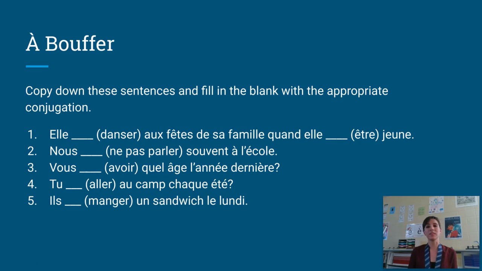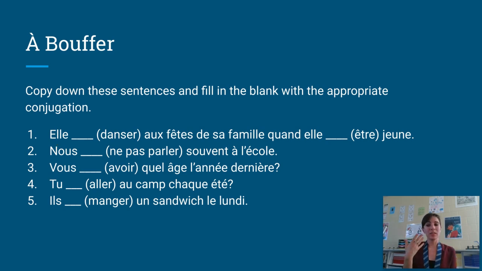Copy down the sentences into your notes and fill in the blank with the appropriate conjugations. Remember, you're going to take your verb, find the nous present form. So danser is an ER verb, so I drop my ER and I add ONS to get to my nous present form. Then, in order to conjugate the imparfait, I drop that ONS to leave DANS, and then I'm going to add my elle imparfait ending, which is AIT, elle dansait.